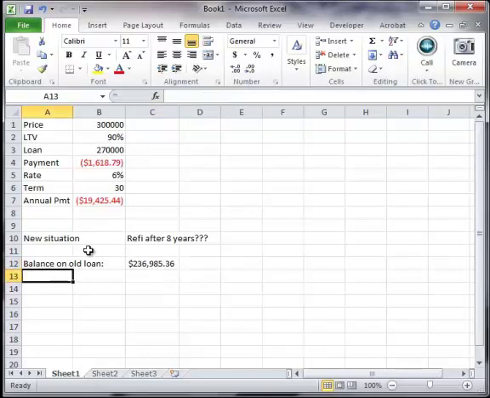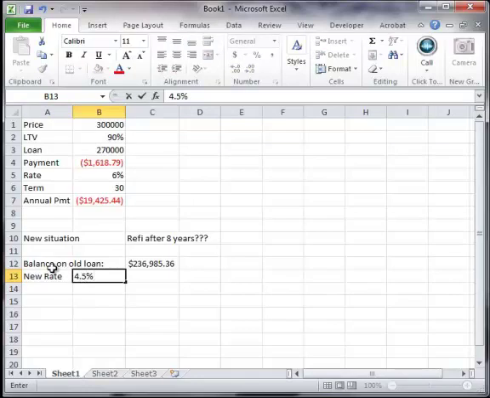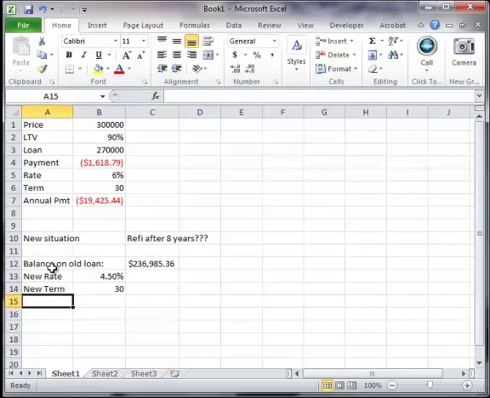So if we're going to pay off this old loan, we would only do that if we're going to get a new loan at a better rate. So in this one we're going to use 4.5%, and we'll still do it for 30 years, going out this time as well. And we want to calculate what our new payment is going to be.